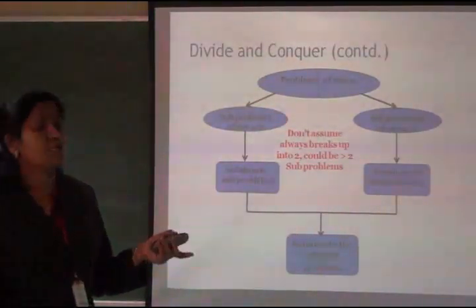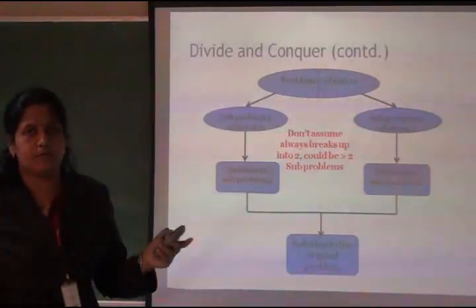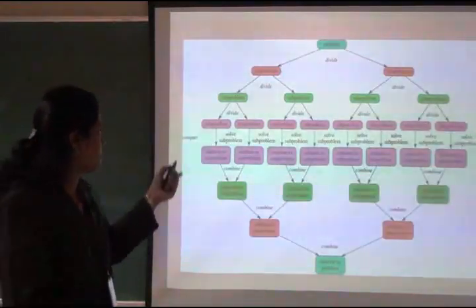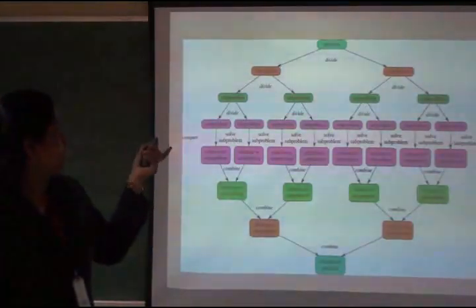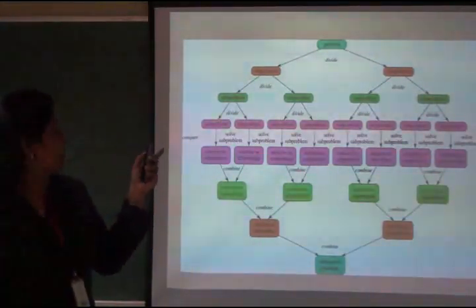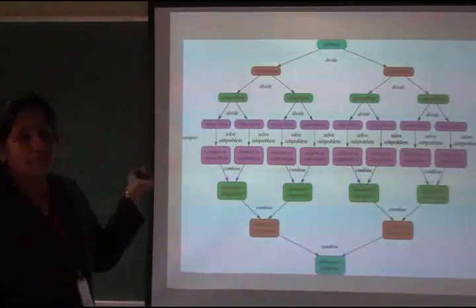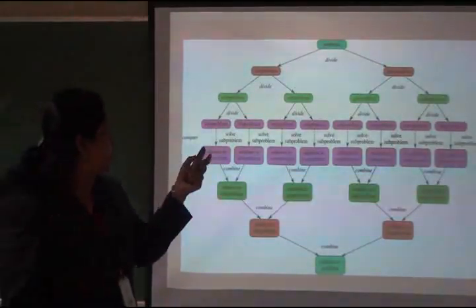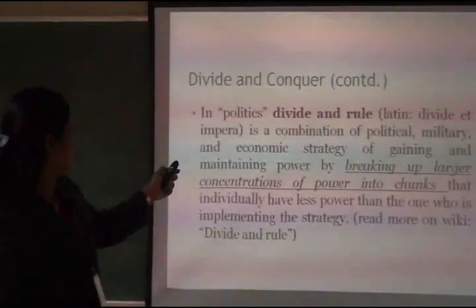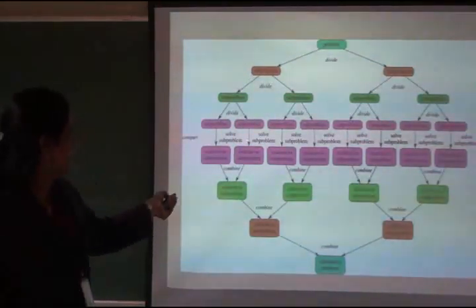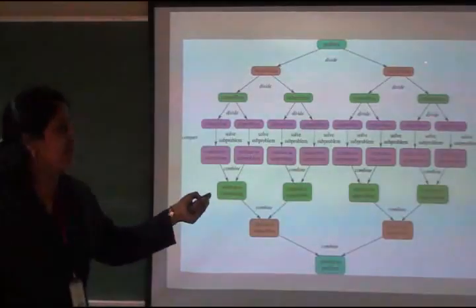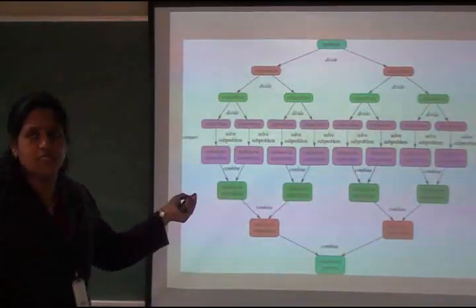But don't assume that it always should break up into 2 subproblems. Look at this example, this diagram. Here the problem is divided into subproblems. Again, a subproblem is divided into the green color subproblems, and then again divided into subproblems. So this indicates the subproblems. Here the problems are divided into independent subproblems. After this, it is difficult to divide the problem.